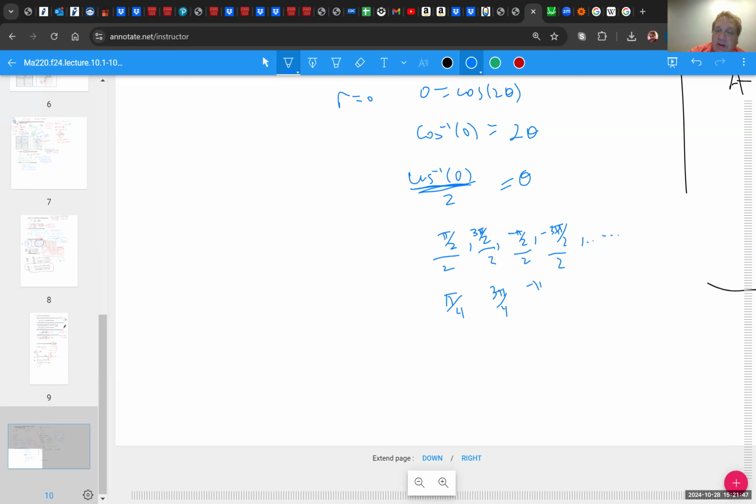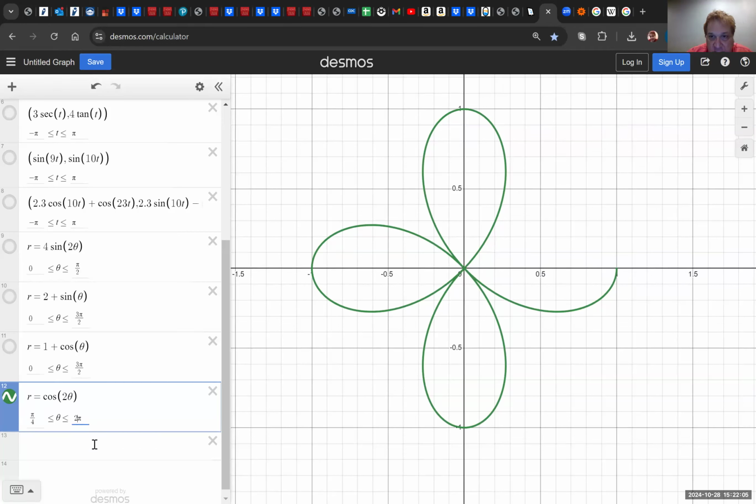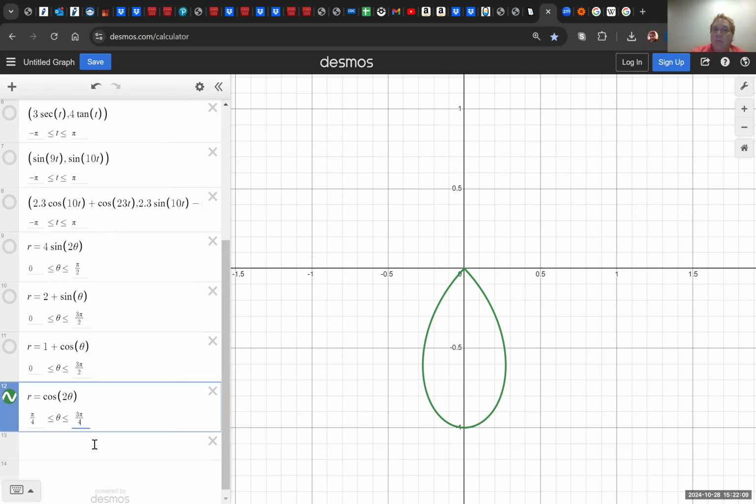I get negative pi over 4. So I get a bunch of these to try out. This would be negative 3 pi over 4. Let me just try the first two, pi over 4 and 3 pi over 4. So go over here, do this as pi over 4 and 3 pi over 4. Hey, there we go. We get a loop down there. So there is one loop, so we can use pi over 4 to 3 pi over 4.